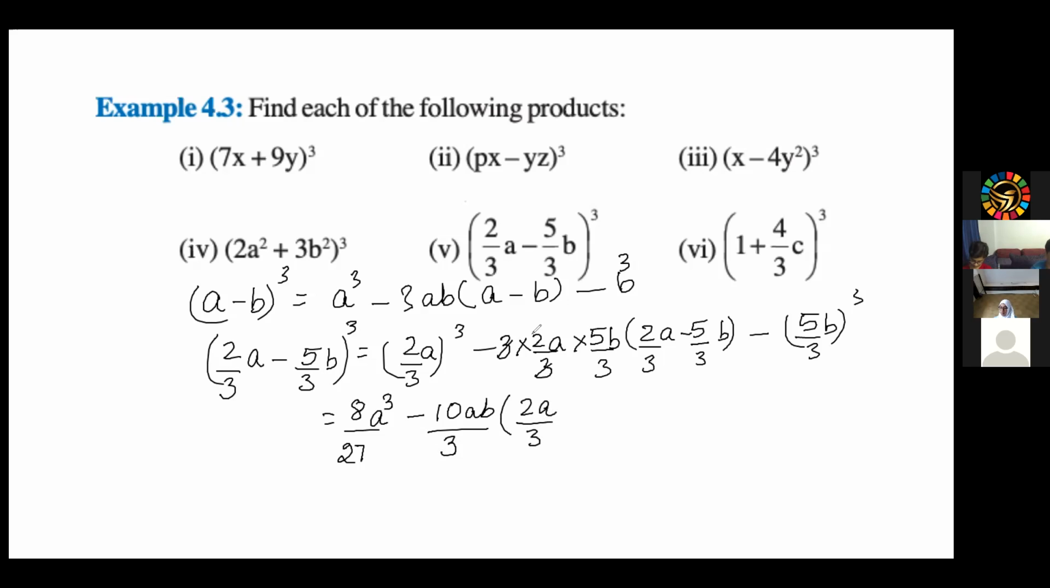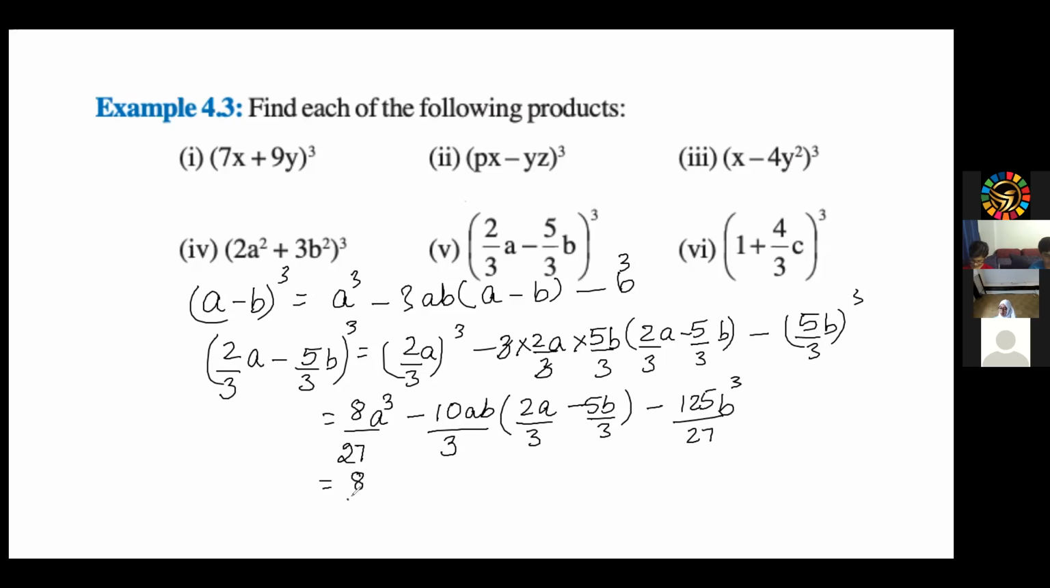Next step, we have taken everything. 5 twos are 10ab upon 3, into 2a by 3 minus 5b by 3. And what is the last term? 5 cube by 3 cube. What is it? 125 upon 27 b cube. Now open the bracket.